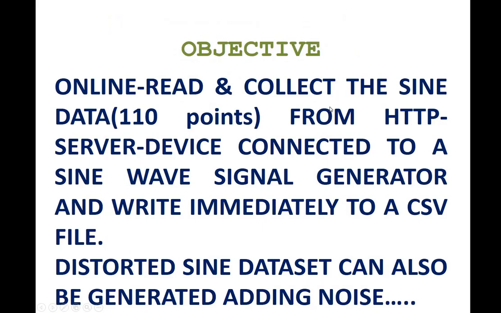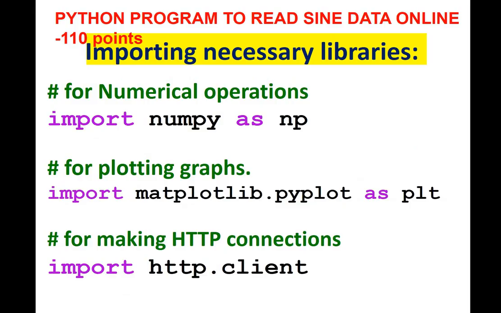Now the objective is to read and collect the sine data online, approximately 110 points, from this HTTP server device, which is connected to a sine wave signal generator as I showed earlier, and write it immediately to a CSV file. That means you are creating a test data set in a CSV file. And as I said, you can also generate a distorted sine wave, which could be a more noisy kind of temperature data. That is also possible. That is an advantage with this kind of setup.